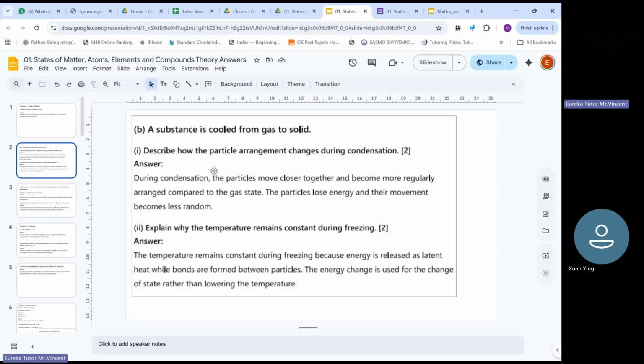Explain why the temperature remains constant during freezing. Then you can say it remains constant during freezing because energy is released as latent heat, whilst bonds are formed between the particles. So the energy change is used for the change of state rather than lowering the temperature. Key point, I repeat again: released as latent heat, bonds are formed between the particles, and the energy change is used for the change of state rather than lowering the temperature. This is a very important key point.